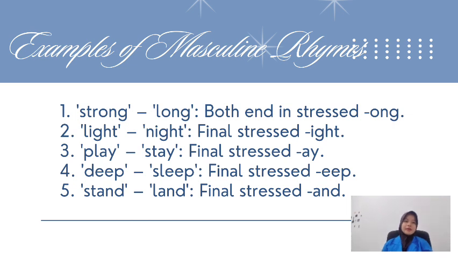Here are some examples. Strong and long, both end in that stressed ong sound. Light and night, they share that final stressed I. Late and stay, both end with stressed A. Deep and sleep, stressed eep at the end. And stand and land, both ending in stressed and. Notice how in each pair the stress falls on that final rhyming syllable.